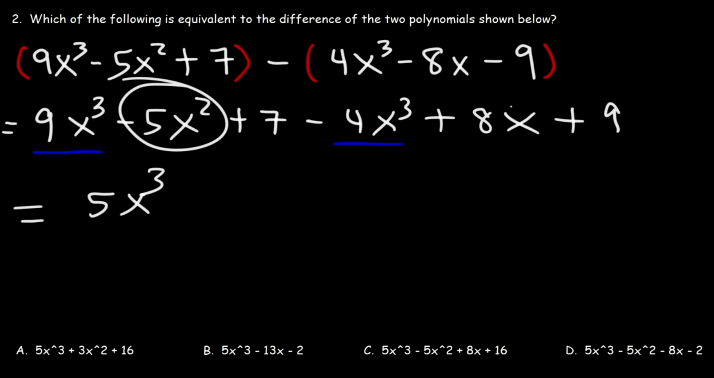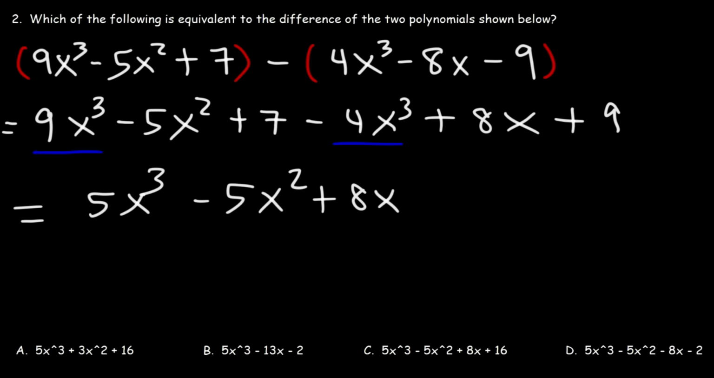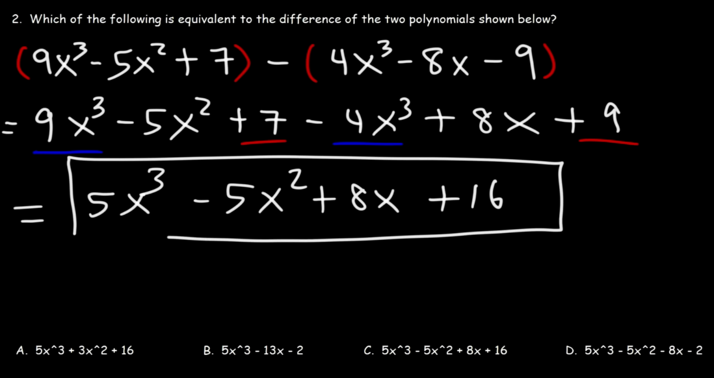Now these two terms are not like terms. This carries an x squared, this one doesn't, so we can't add them. All we can do is just write them the way they are. Now these two are like terms, so we can add 7 and 9, which will give us 16. And so this is it. It's 5x cubed minus 5x squared plus 8x plus 16. And so that corresponds to answer choice C.